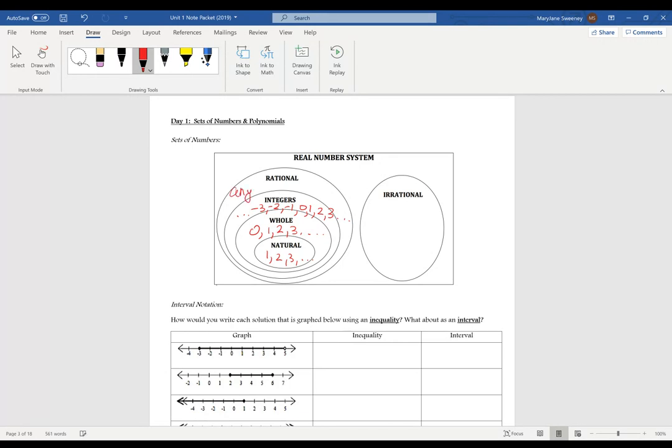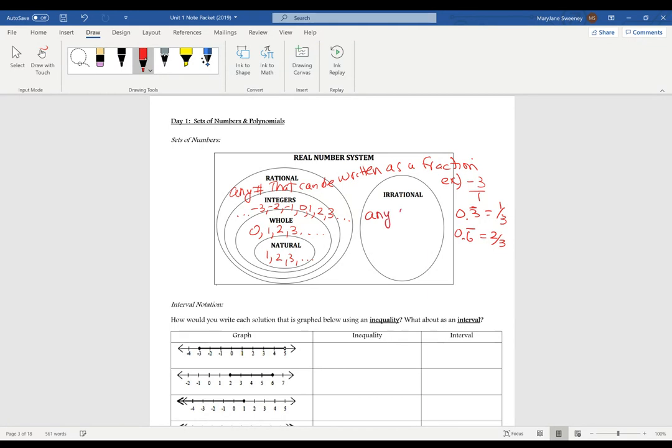Rational numbers are any number that can be written as a fraction. For example, -3, right? You could write that as -3 over 1. Also, 0.3 repeating is 1/3. So any of your repeating decimals, 0.6 repeating is 2/3.